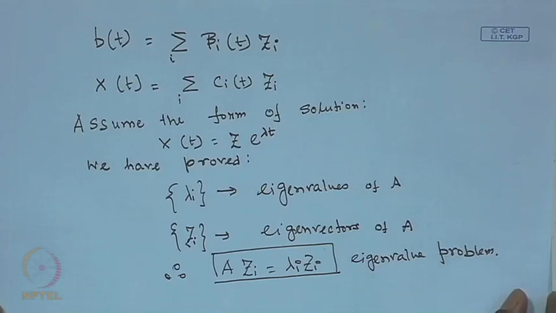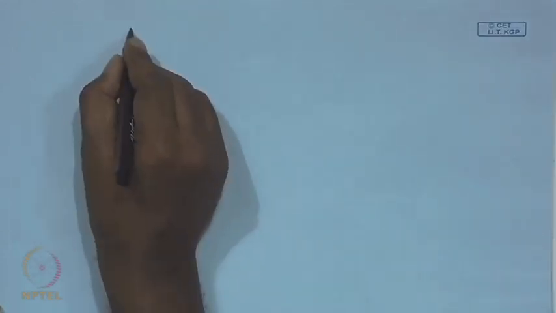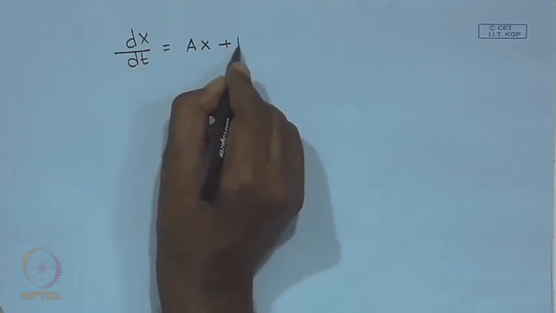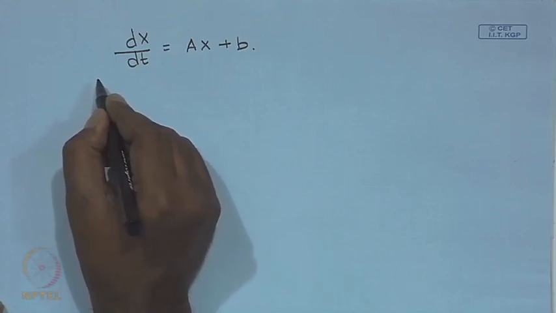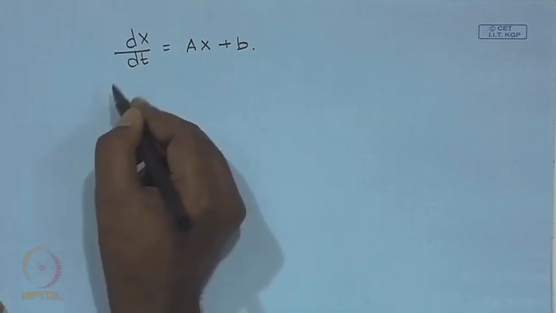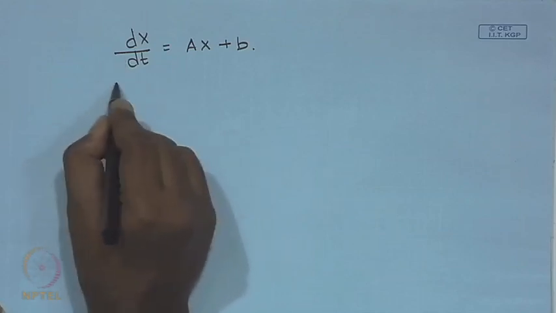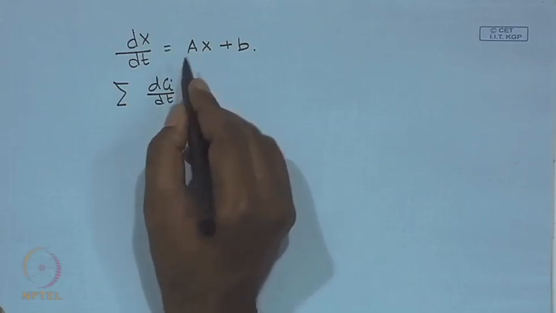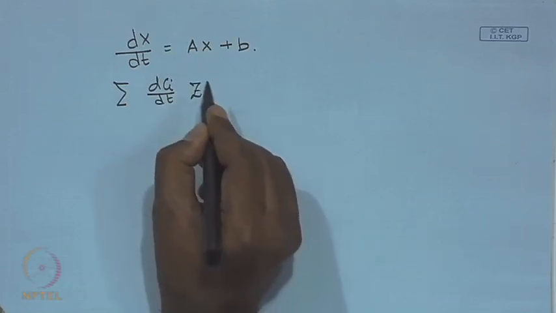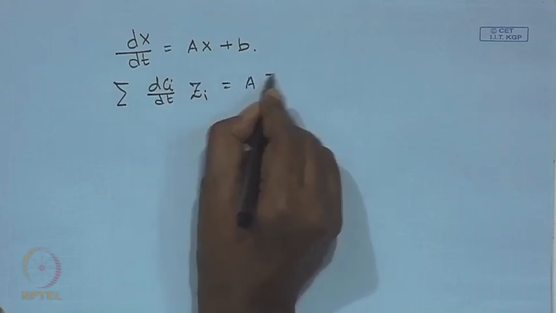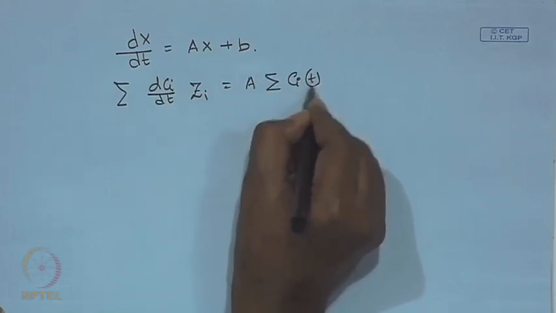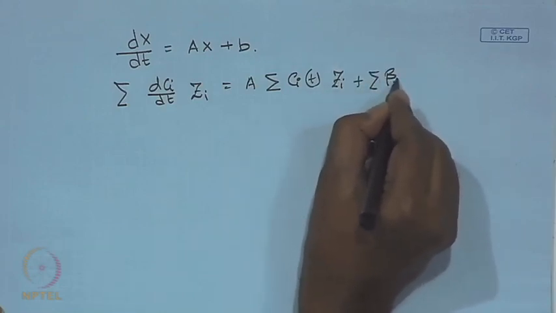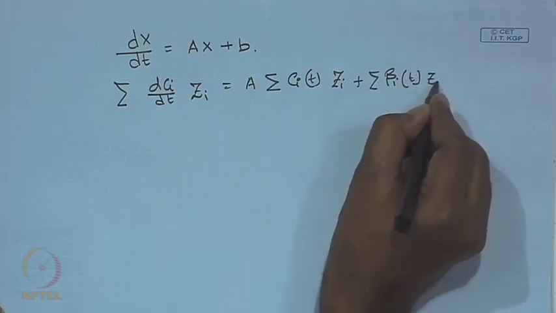Okay. So, next we write down the equation dx/dt = Ax + b, and write down the solution, the expression of x. x is the summation of c_i z_i. Therefore, this will be the summation of dc_i/dt z_i. If you remember, c_i was a sole function of time. So, it becomes dc_i/dt z_i, equal to A times the summation of c_i(t) z_i, plus the summation of beta_i times z_i.